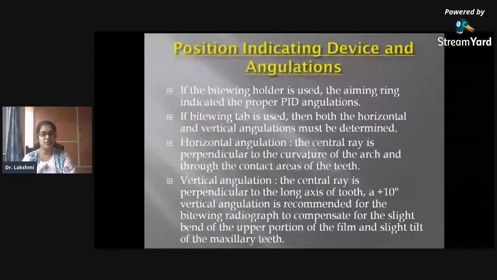So horizontal angulation: the central ray is perpendicular to the curvature of the arch and through the contact areas of the teeth. Vertical angulation: the central ray is perpendicular to the long axis of the tooth. A plus 10 degree vertical angulation is recommended for the bite wing radiograph to compensate for the slight bend of the upper portion of the film and slight tilt of the maxillary arch.